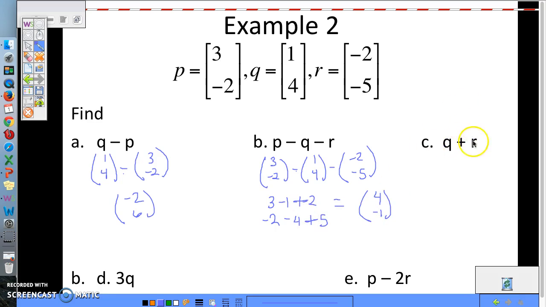And then we have Q plus R, 1, 4, plus negative 2, negative 5. Well, 1 plus negative 2 is negative 1, and 4 plus negative 5 is negative 1.